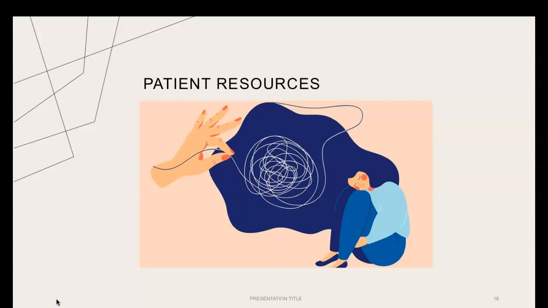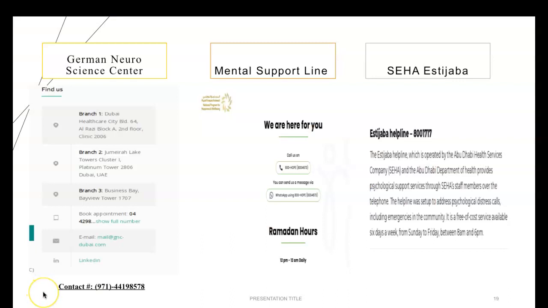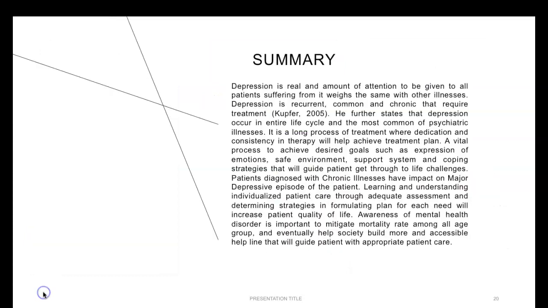Patient resources in the UAE include the following. German Neuroscience Center is a physical branch in Dubai Healthcare City that caters to patients suffering from depression. There are also hotlines, which include the mental support line as well as the Seha Estijaba helpline. These are all available 24/7 for patients who are suffering from depression in the country.